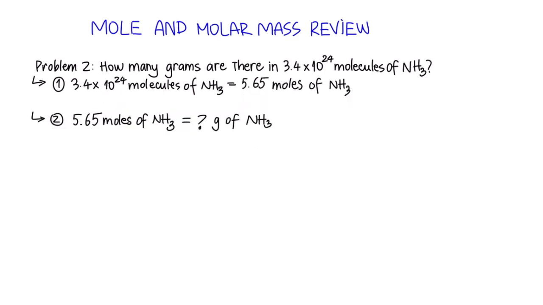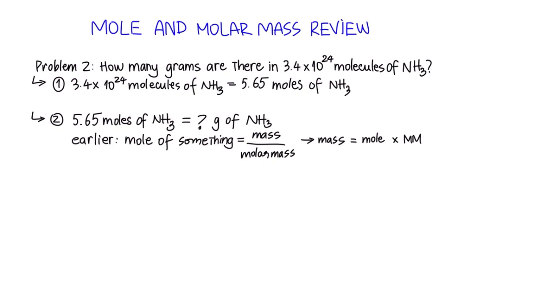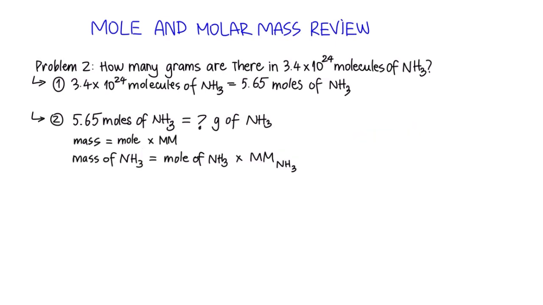Now that we got the number of moles of NH3 right here, we can move on to step 2, which is converting between the number of moles and the number of grams. Earlier we talked about how to calculate the mole of something. We're just going to take the mass of that compound divided by the molar mass of that compound. So if you rearrange it, you can find the mass of that compound by taking the number of moles times the molar mass. So we can get the mass of NH3 by taking the number of moles of NH3 times the molar mass of NH3.